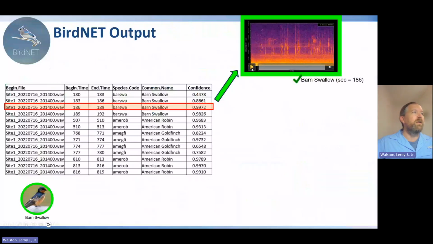We can listen to the recording. I don't know if you picked that up or not over the audio, but that is barn swallow.